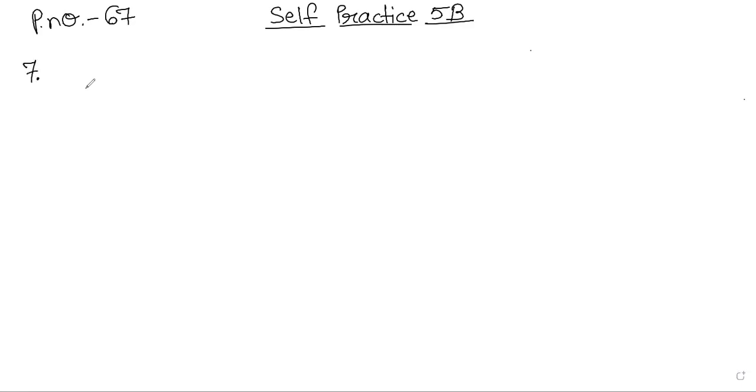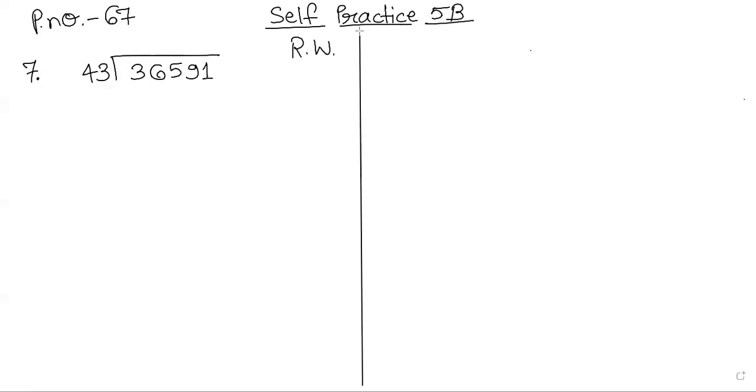Question number 7. In question number 7, divisor is 43 and dividend is 36,591. In rough work, we will write the table of divisor. What is the divisor here? Yes, 43. So, first of all, I will write the table of 43.